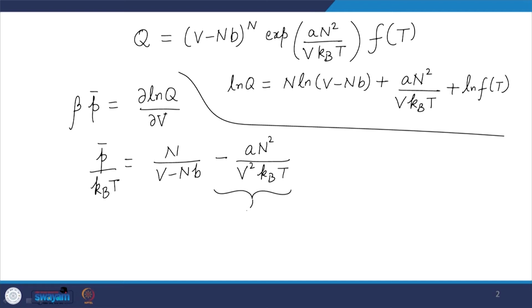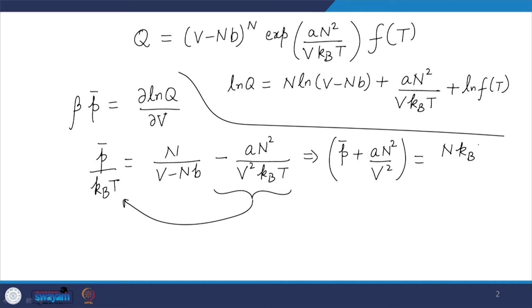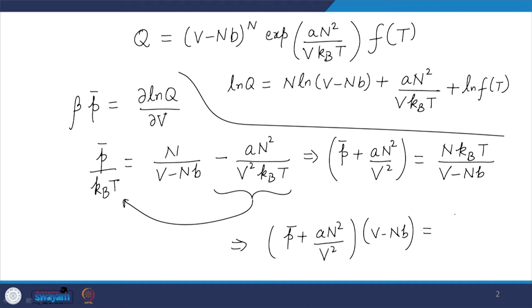So, I can move the second term to the left hand side, and what I get is P bar plus a n square by v square, and I will move the kBT to the right hand side, and we have n kBT by v minus nb. And if I now move v minus nb to the left hand side, what I essentially get is known as the van der Waals equation of state.